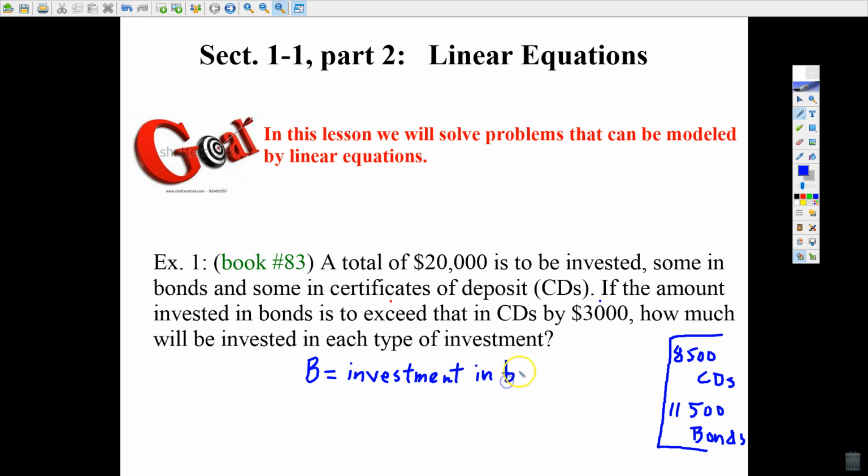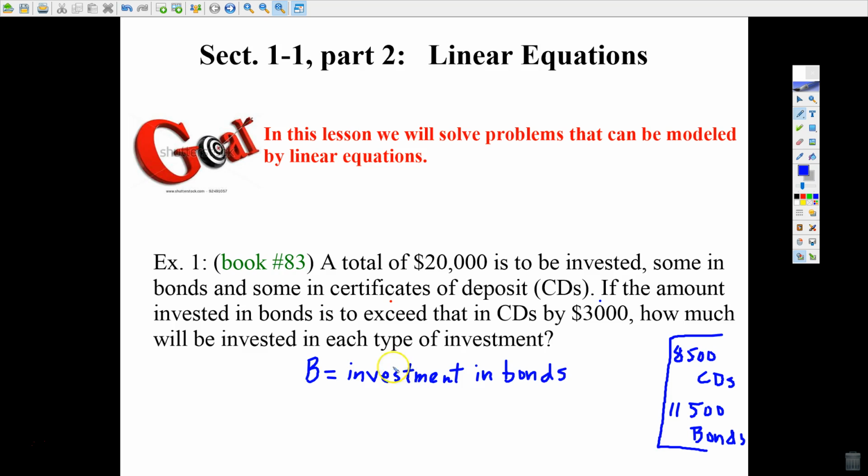Now I'm just going to put what you guys have said, and then we'll see if you guys like it. Well, according to this, if we're going to let B represent the dollar amount invested in bonds, CDs or bonds really should be 3,000 more than CDs. Isn't that what it's telling us? The amount in bonds is to exceed that in CDs by 3,000. So help me out here. What do you think? Do you want to stay with starting off?